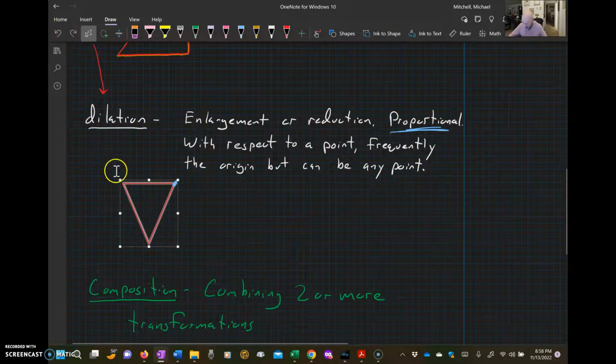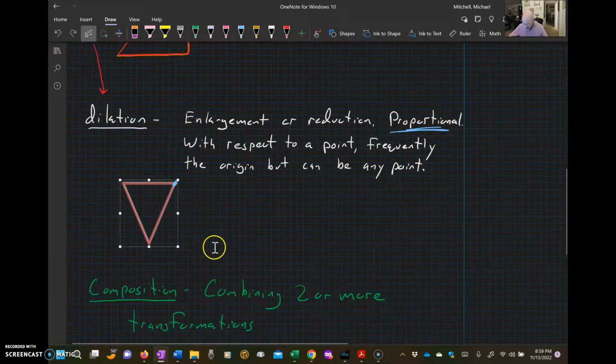Now to do this on computer, notice I'm going on this diagonal right here. This is not a dilation. That's not a dilation because the sides aren't similar anymore. This isn't a dilation when it goes down like that. That's not a dilation. Everything has to change proportionally.